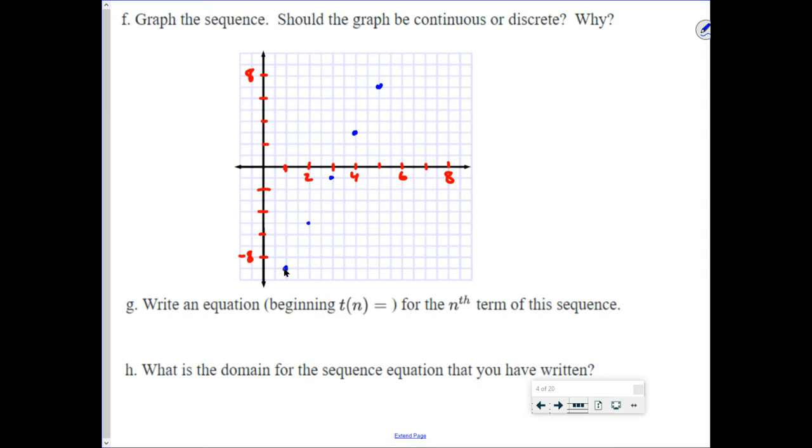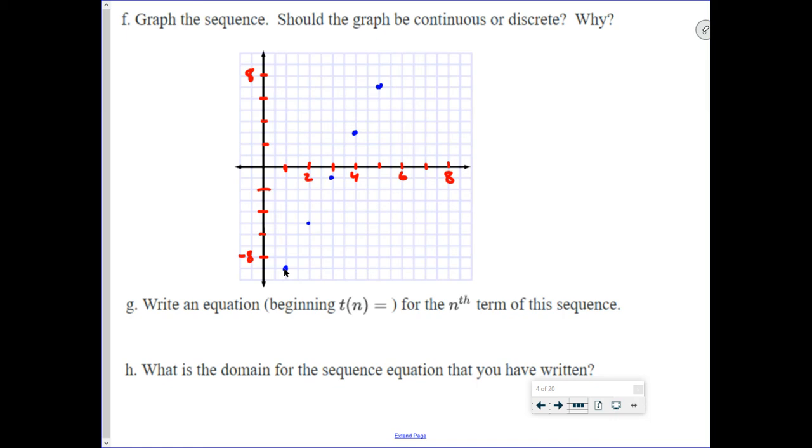Well, here's the thing. Remember, continuous has nothing to do with whether it continues on forever. Continuous means it continues between points. Can I find a term halfway through? Can I find term number 1.5? Can I do it? No. Term numbers are always going to be specific values.